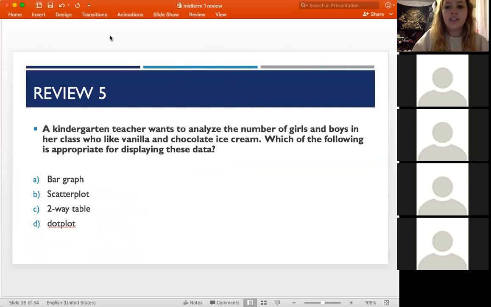All right, a kindergarten teacher wants to analyze the number of girls and boys in her class who like vanilla and chocolate ice cream. Interesting. So which of the following is appropriate for displaying these data? If you haven't noticed, this is a common theme that you guys will probably be asked a lot about, so that's why I'm kind of saying all of it. So try this one out, and we will go over it.